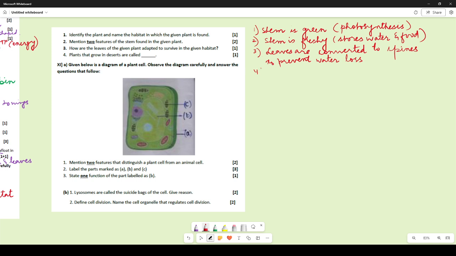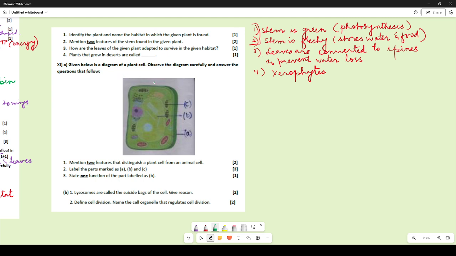Now for the fourth one, this is actually two bits of the same question. Fourth one, plants that grow in deserts are called xerophytes, right? So we have hydrophytes and we have xerophytes. Now let us look at the next question, which is the last question.